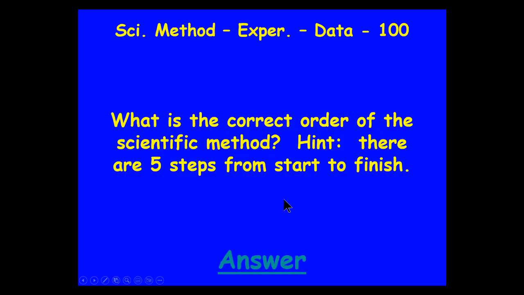Correct order of the scientific method, there are 5 steps. So the notes you did way back at the beginning of the semester, the scientific method notes, are the ones that you should use. These are not necessarily in the book. Answer in 5, 4, 3, 2, and 1.